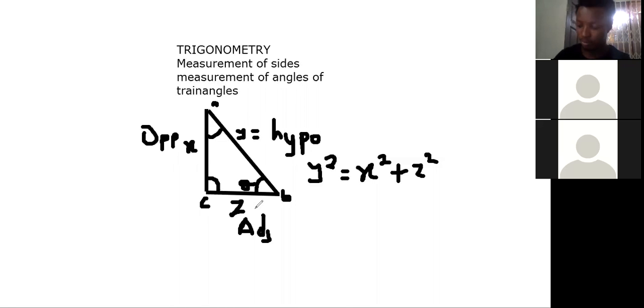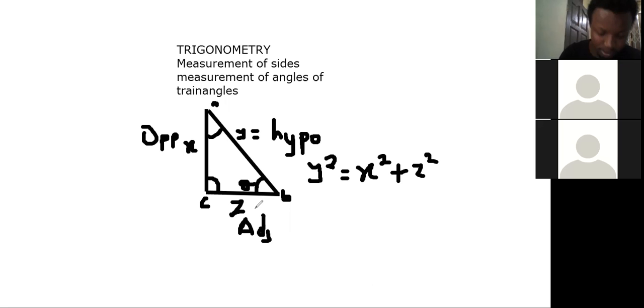Sir, 12. 12 cm. So you add the units, please. Okay, I didn't add the units. You add the unit because it's length. What did you get?